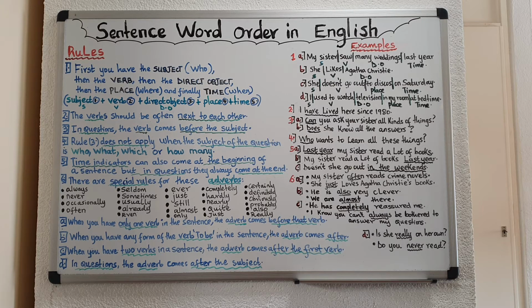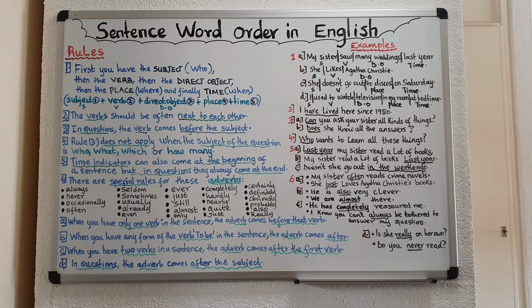Then you have the place. Okay? The place answers the question where. And then finally, you have the time. So when you're constructing a sentence in English, first you write the subject, then you write the verb, then you write the direct object, then you write the place, and finally you write the time. How do you do that? Let's look at the examples on the right.